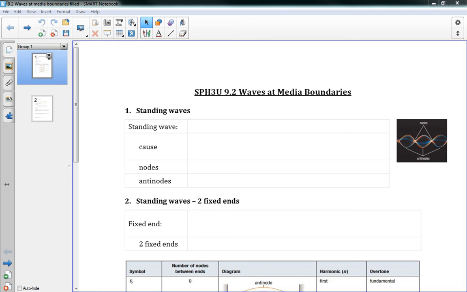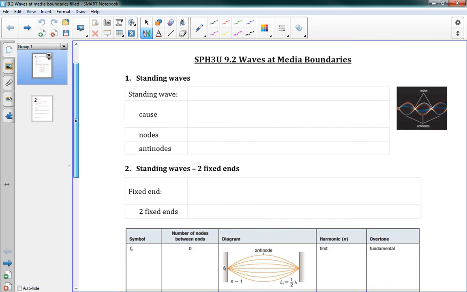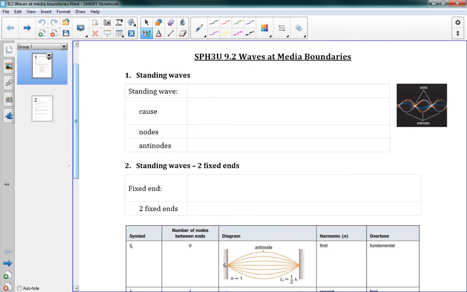Alright, this is 9.2 Waves at Media Boundaries, and I think this is an exciting lesson because it's really when we start to talk about some ideas behind music and behind what we call standing waves, which are a really important idea. So we looked at standing waves.